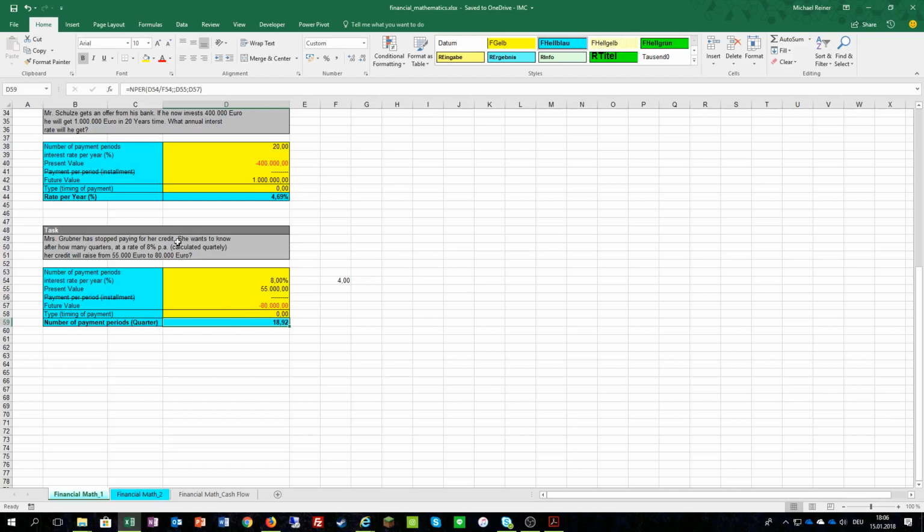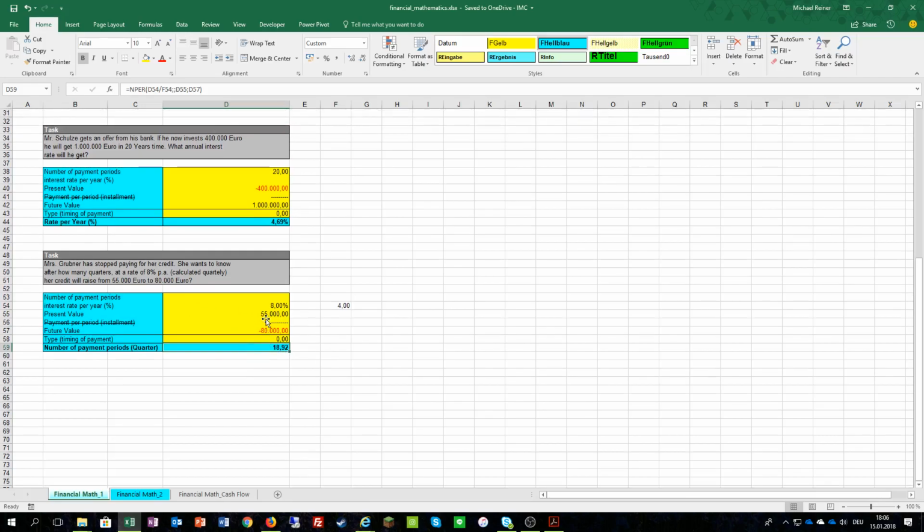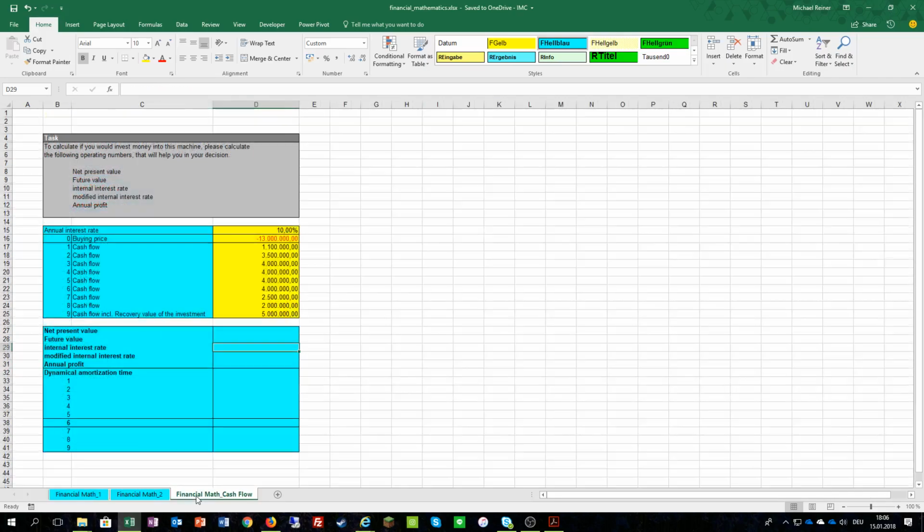Or if it says she wants to know how many years, then we go back and have a division by 4 here. So it depends on what the question is for and how you use that. If you have a problem like this one, where you're getting offered a machine priced at 13 million, and you expect to get back an interest rate of 10%. These are the cash flows, and due to the fact that we get those cash flows in different years, we need to calculate them with the proper interest rate.